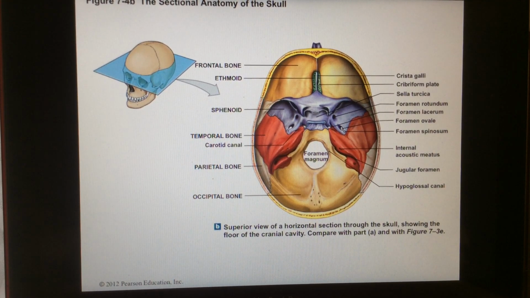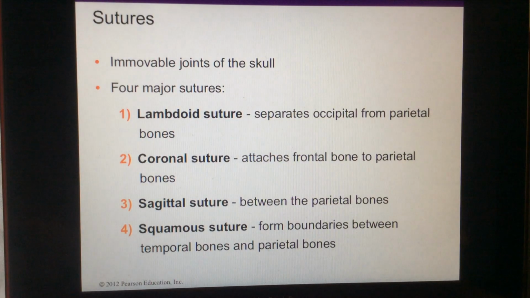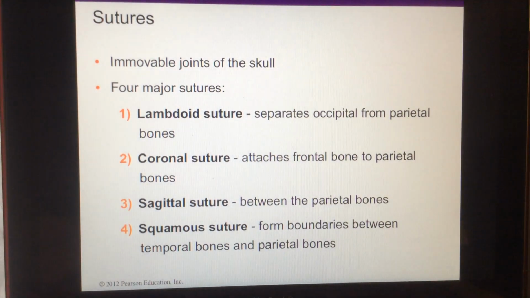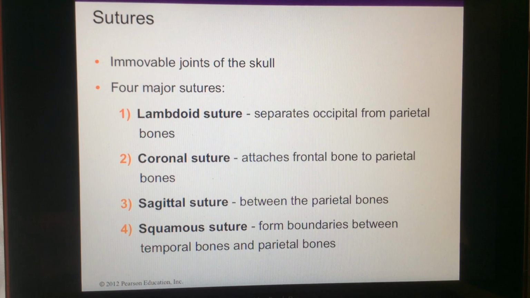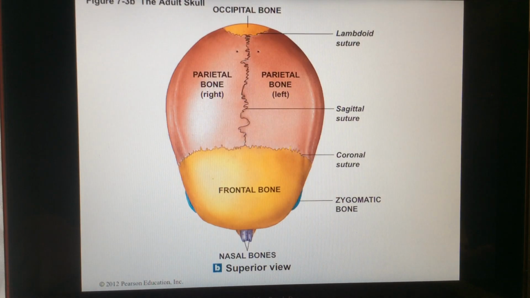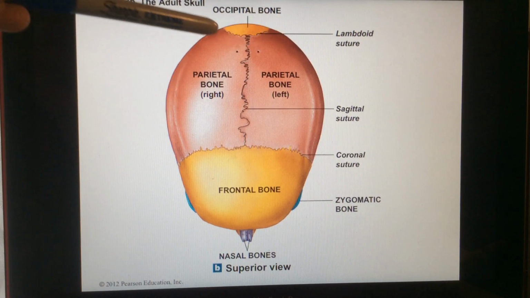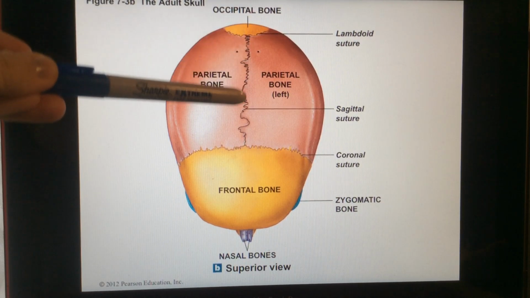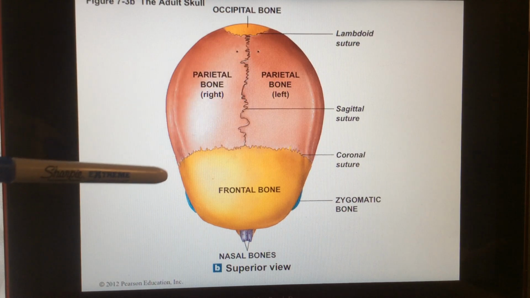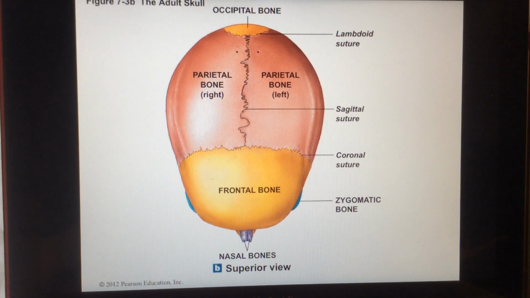Again, practice, look over. So we talked about the sutures, those immovable joints of the skull, 4 major: lambdoid, coronal, sagittal, and squamous. So this is a superior view, so you can see occipital bone in the back, lambdoid, sagittal suture, coronal suture, but from the lateral you're going to see this squamous.